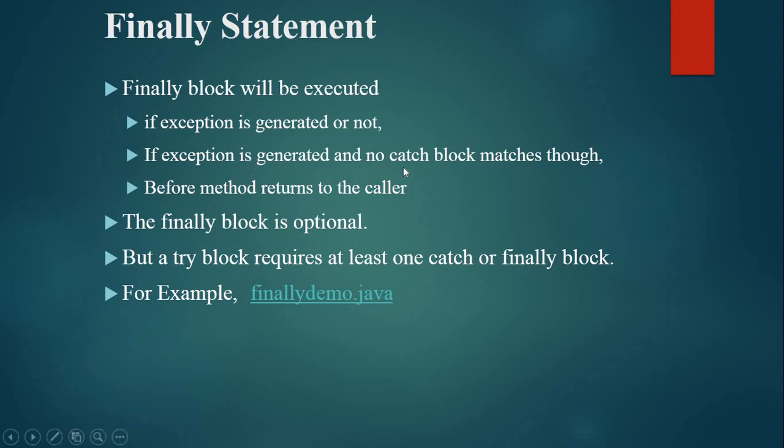If an exception is generated and no catch block matches, the finally block runs before the method returns to the caller. Meaning if our try block and catch block complete, then our finally block will be called compulsorily. The finally block is optional. If we have handled our exception with the catch blocks, then finally is optional. But a try block requires at least one catch or finally. Meaning the try block will be followed by either a catch block or a finally block.